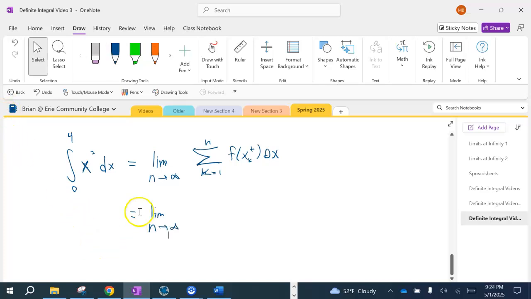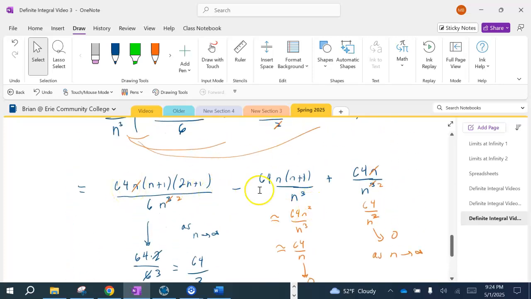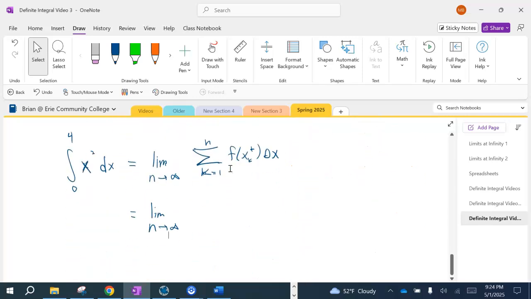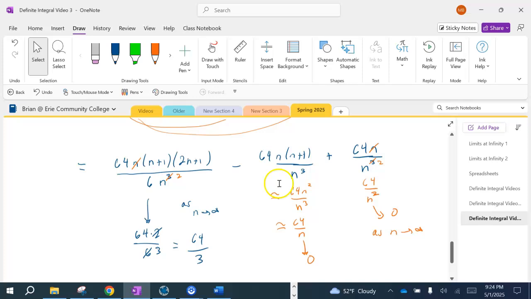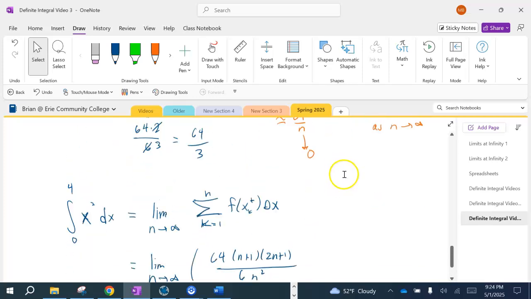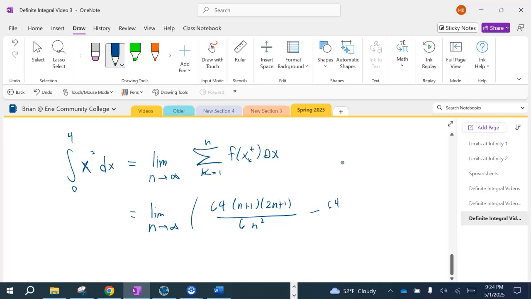I'm just going to go back up and we'll look at it and put it back in, this expression here. All right, so we're basically just going to copy that down. I might copy it down in a little bit of a simplified form. Then I'll double check it. 64, and then it was times n plus 1 times 2n plus 1, all divided by 6n squared. And then the second term, I'm just going to scroll back up for a second here, was really, if we cancel out one of these n's, it would be 64 times n plus 1 over n squared. Sorry, minus. Then it was plus 64 over n squared.